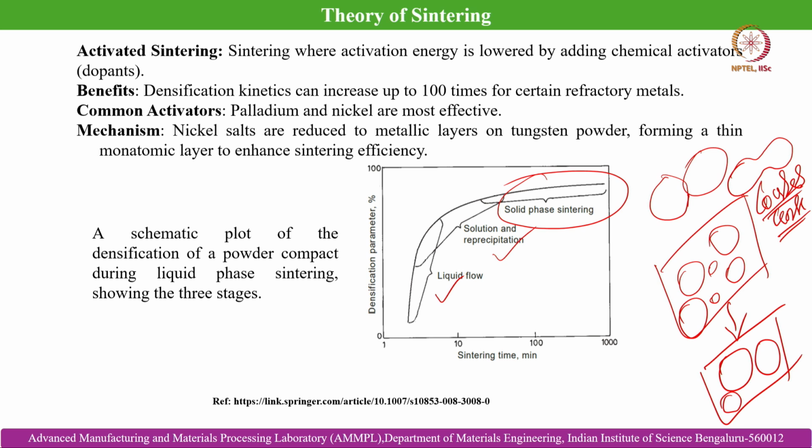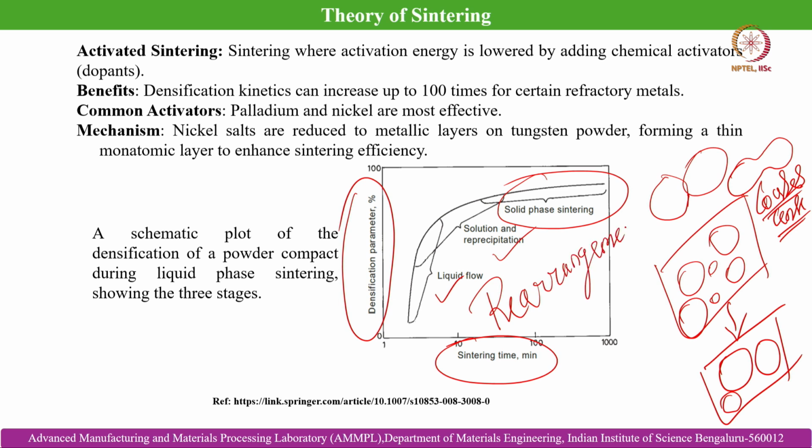And this basically shows the different stages of sintering, by showing the variation between sintering time and the densification parameter. So, it is the initial stage, that is liquid flow, which is causing the rearrangement that I have already drawn in the previous slide and expressed to you, and then this is the solution reprecipitation, which is connected with the Ostwald ripening process, that I also explained to you earlier. And then finally the solid state sintering, when the coalescence takes place between the neighboring powder particles which are in connection with each other.